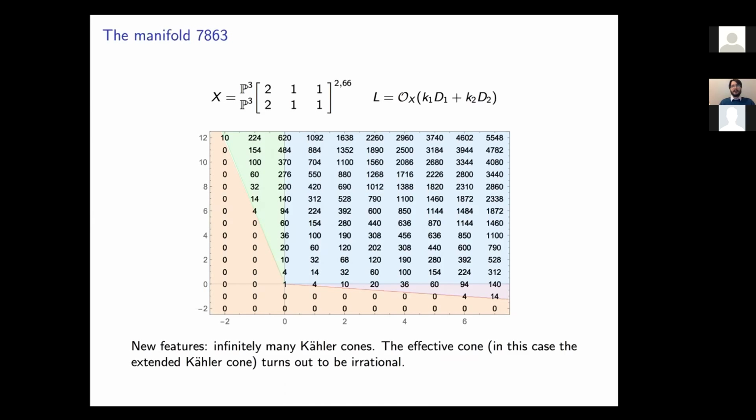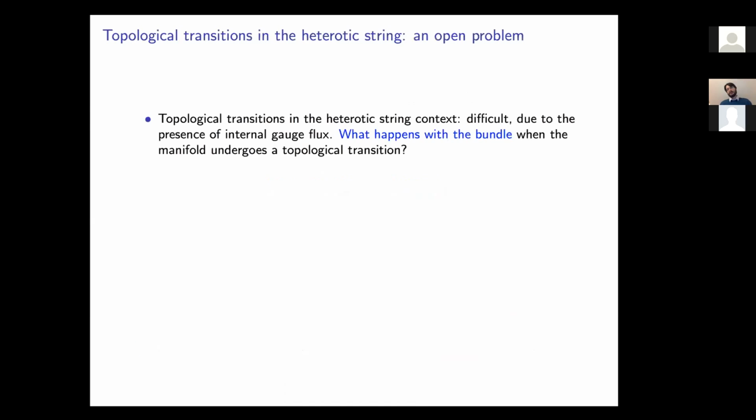So this was the part about formulae, and let me say one slide about topological transitions in heterotic string. I'm nearly running out of time. The question is like this: if you have a topological transition in the manifold, like a flop transition, what happens with the bundle? In general, this is a difficult question, and it's an open problem. Topological transitions have been discussed in type 2 and in M theory, but in the heterotic context, it's difficult precisely because the fate of the bundle is not known.